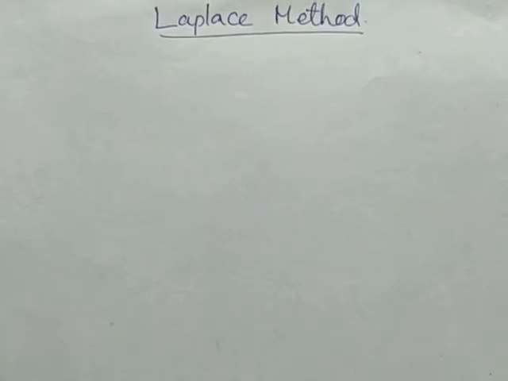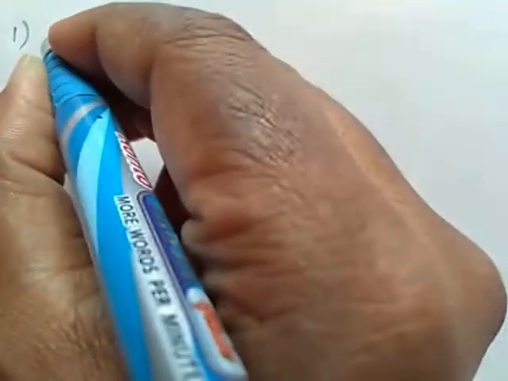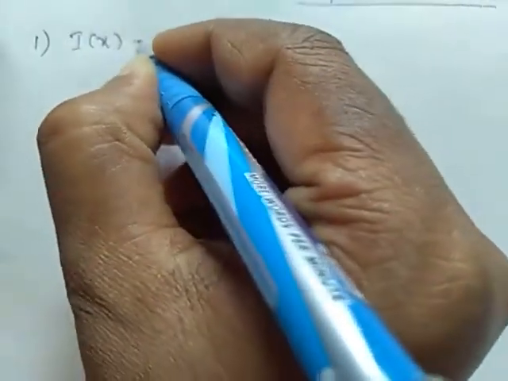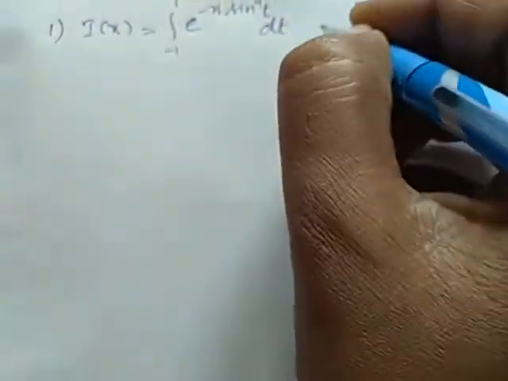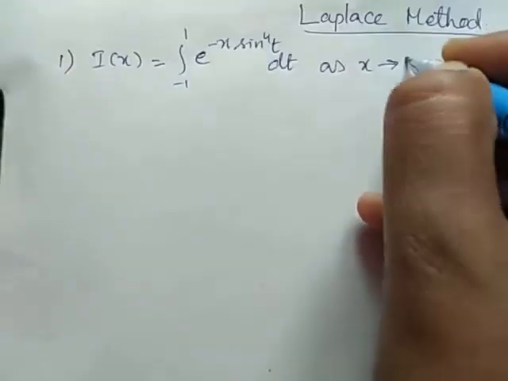Now we are going to solve some more problems using the Laplace method to find the leading order term of the given integral. We already have standard formulas, and using them we are going to find the solution directly. Now the very first problem is to find the leading order term of the integral I of x, which is equal to the integral from -1 to 1 of e power minus x sin power 4t dt, as x tends to infinity.